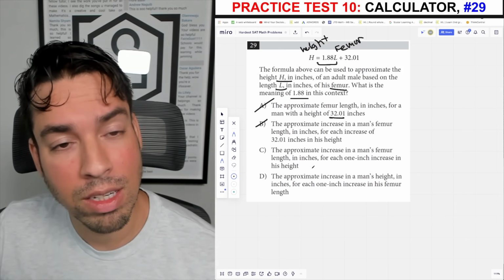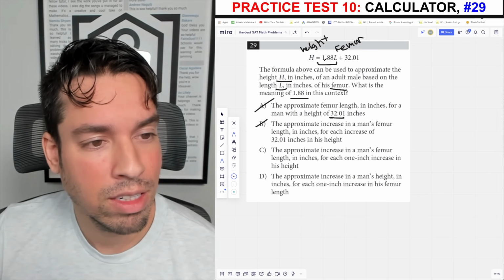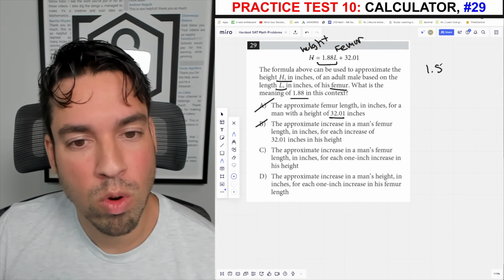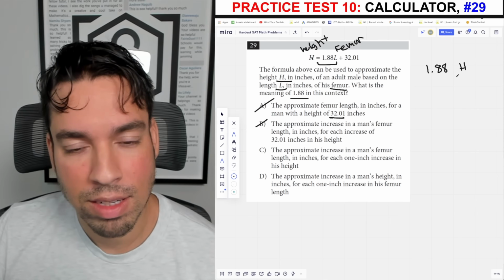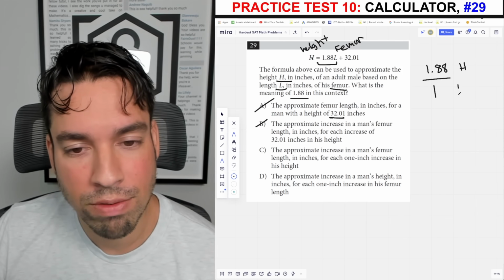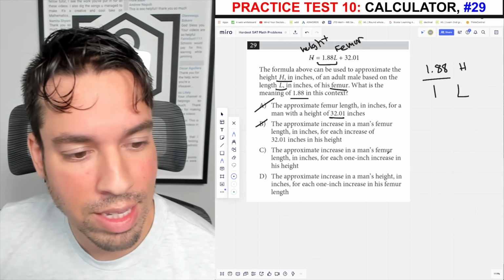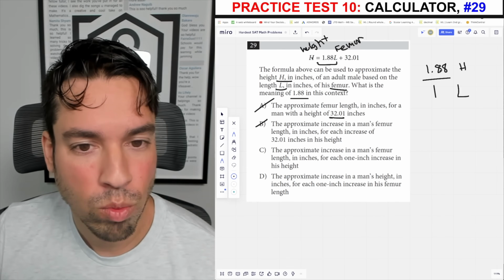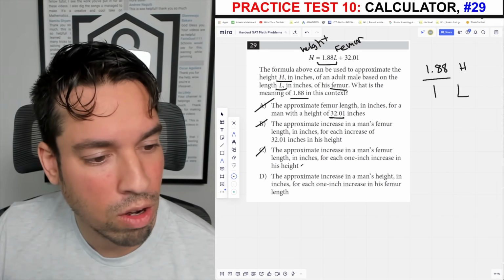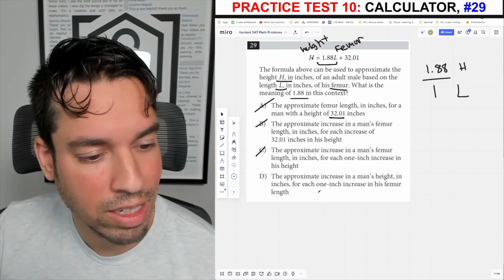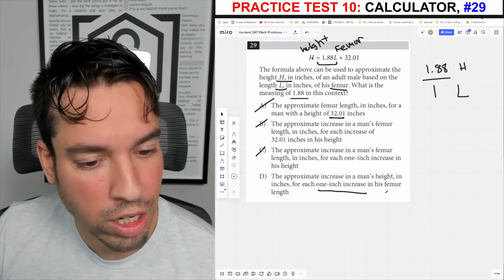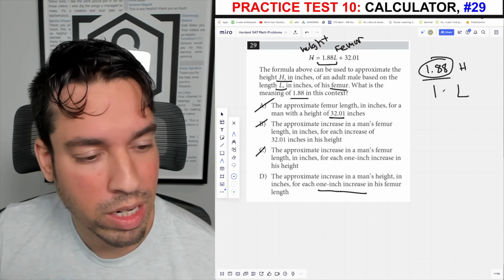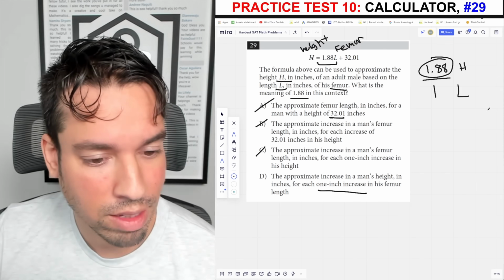The approximate increase in a man's femur length in inches for each 1 inch increase in his height. This is sounding a little bit better because, again, this is supposed to be the slope. And if that's the y and that's the x, the slope should be 1.88 in height for every 1 inch in femur length. But this is actually saying the opposite. This is saying for each 1 inch increase in his height, we're going up 1.88 in length. So it's almost there, but it's out. The approximate increase in a man's height in inches for each 1 inch increase in his femur length. That makes sense, right? It's going up by 1.88 for every 1 inch the length of the femur increases.